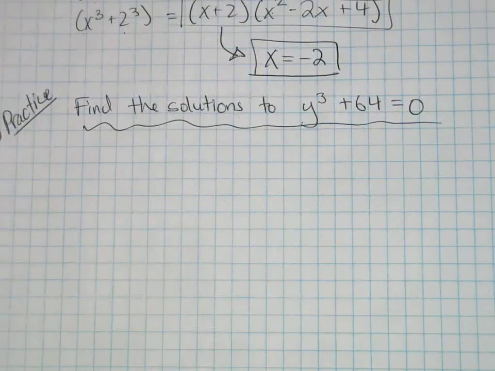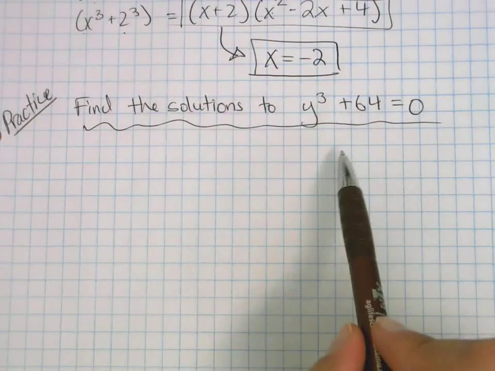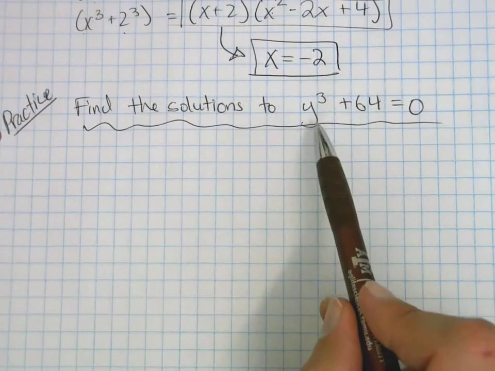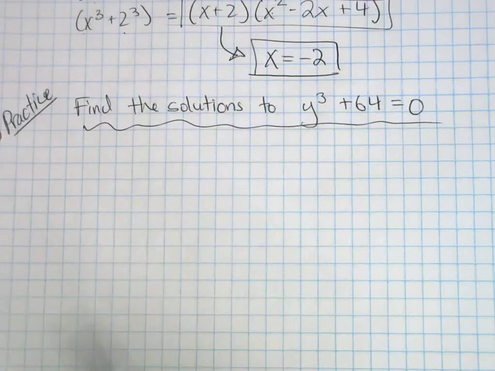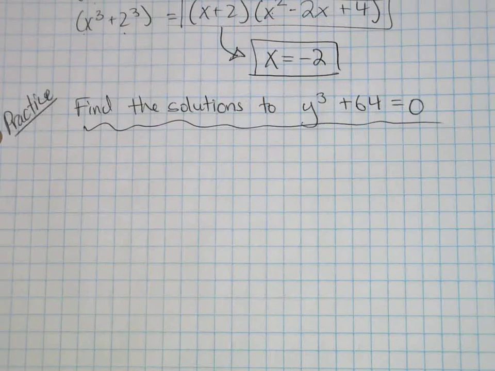Now try this practice problem on your own. Actually work through this entire problem. You've used the formula to find the solutions to y cubed plus 64. It means that you've also noticed that it's a sum of cubes. So don't keep going until you've actually done that.